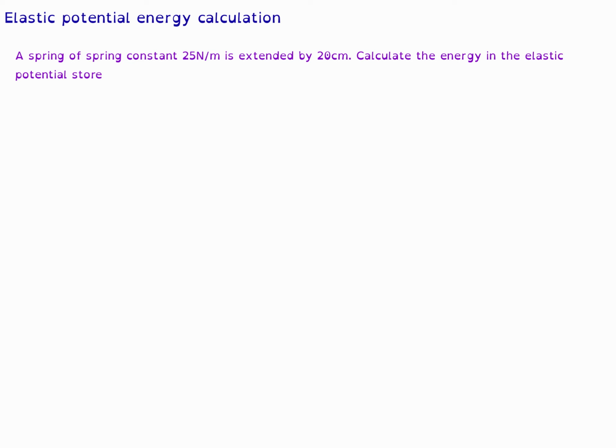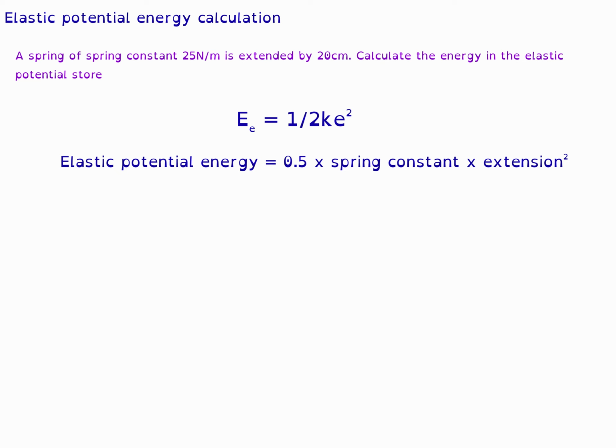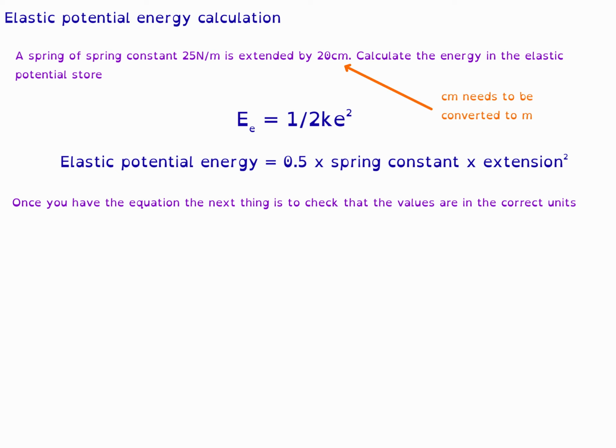A spring of spring constant 25 newtons per metre is extended by 20 centimetres. Calculate the energy in the elastic potential store. First we need our equation, which is Ee equals a half k e squared. Once we have our equation, the next thing we need to do is check that the values are in the correct units. So centimetres needs to be converted into metres. Once we've done that, our 20 centimetres becomes 0.2 metres.